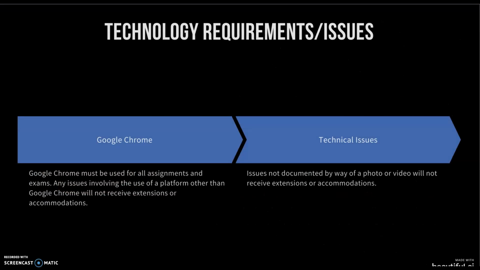Okay, what you need is Google Chrome. Make sure you are using Google Chrome when you access Canvas and you go through all the assignments in that course. And if you do have technical issues, please send me either a photo or a video of what exactly is going on. It helps me to understand what's happening and we can resolve it quicker, okay? So if you do that, I may be able to give you an extension or some kind of accommodation.